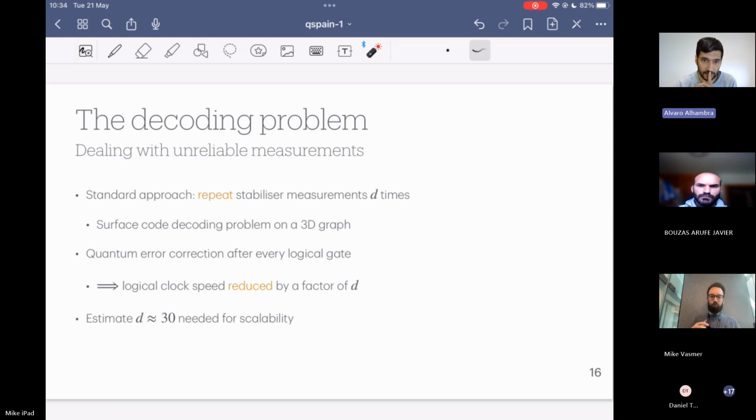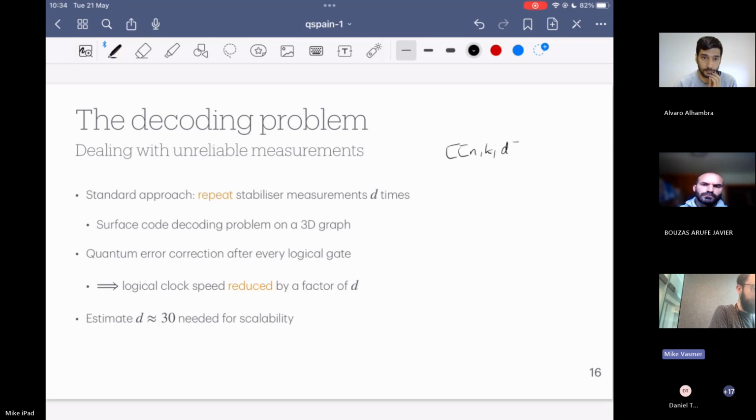So maybe just to clarify, it's not an accident that this d is the same as the distance, or is it not? Yeah, sorry, I should have written that down. I'm assuming I've got an [[n,k,d]] stabilizer code, and then I want to do error correction, and now my measurements are unreliable. A standard way to make this work is you just measure the stabilizers d times instead of just once. And so this is kind of annoying, because the better your code is, the more time overhead you end up having here. So it's not ideal, really.